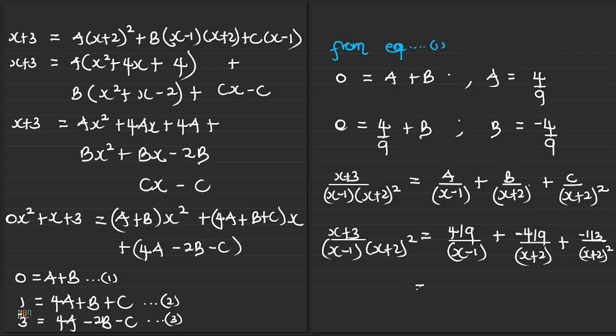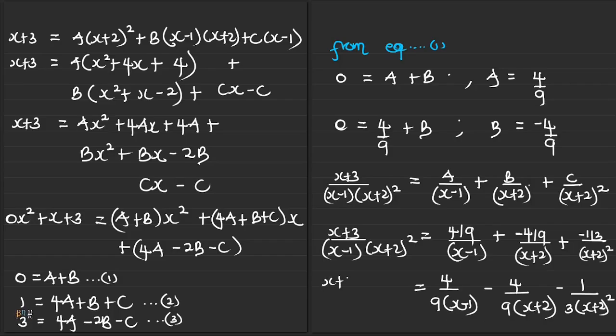And this is rewritten as 4 over 9 into bracket x minus 1. Then since we have a negative here, it is going to affect this as well. So that we say minus 4 over 9 into bracket x plus 2. And this negative as well affects this negative, so that it affects this positive. So that we have minus 1 over 3 into bracket x plus 2 all squared. So this becomes a partial fraction written in standard form.